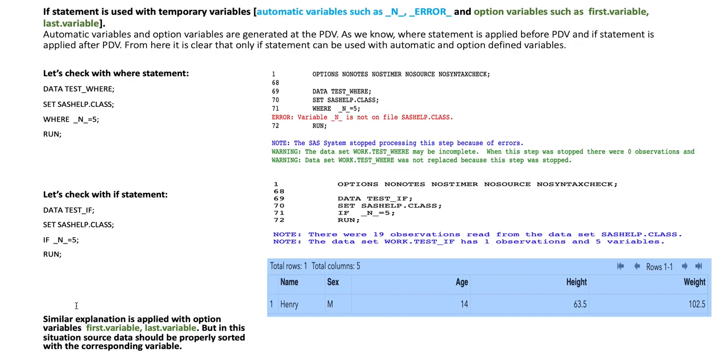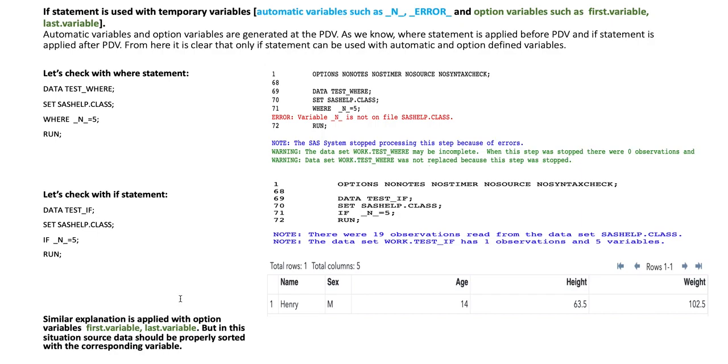One main point is here: a similar explanation applies with the option variables, FIRST. variable and LAST. variable. But in this case, the source data should be properly sorted by the corresponding variable. That means, in case of the option-defined variable, the source data must be sorted before applying the if condition.